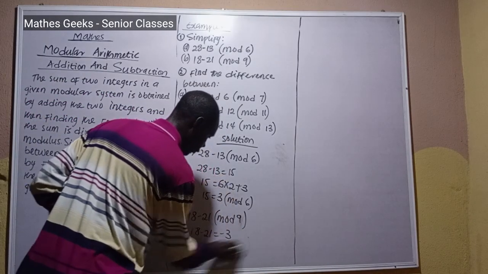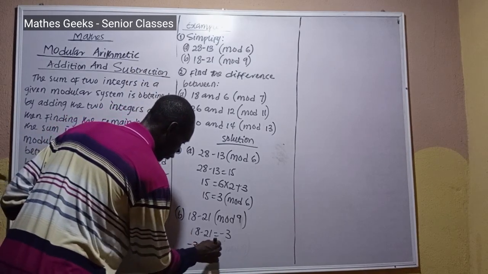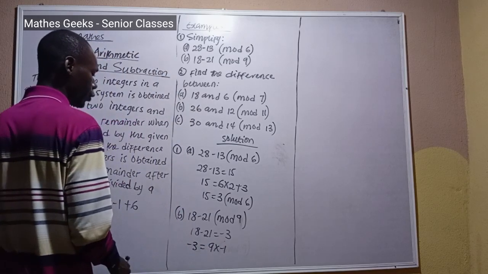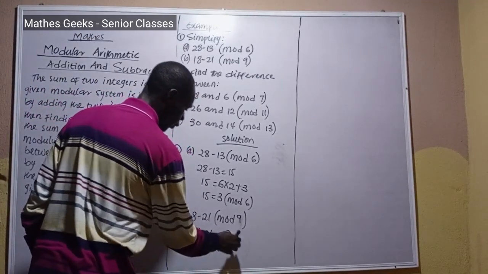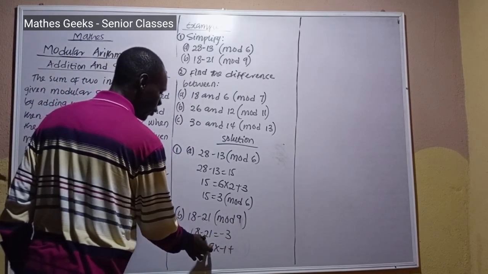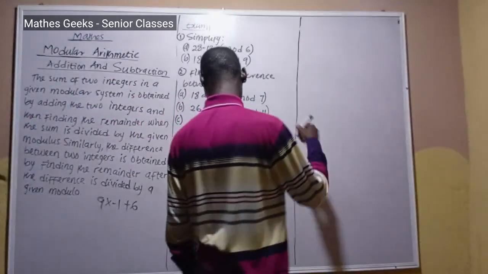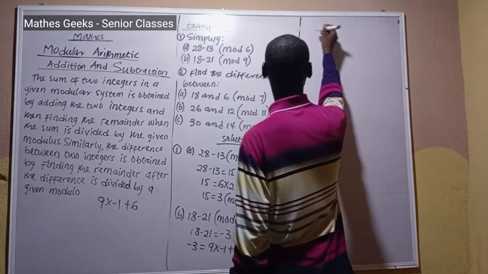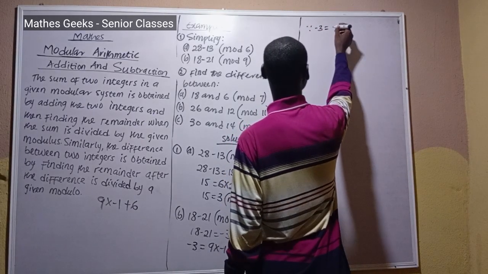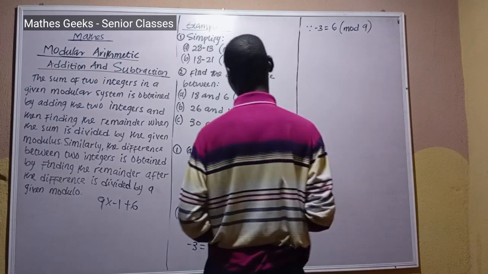So minus 3: the multiple of 9 that's closest to minus 3 is 9 times minus 1, which is minus 9. So the remainder would be what you're going to add to minus 9 to get minus 3. That will be 6. Therefore minus 3 is equal to 6 in mod 9. That's the value of it.